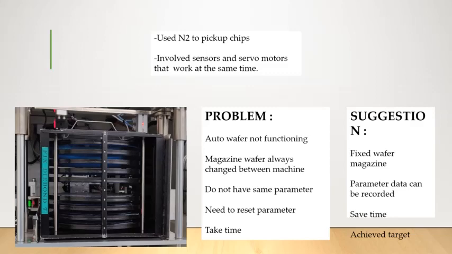So the magazine wafer always changes between machines and does not have the same parameter. So every time they need to change the wafer, they need to reset the parameter, so it takes time. The suggestion to overcome this problem is that the parameter data should be recorded and the wafer magazine fixed regularly.